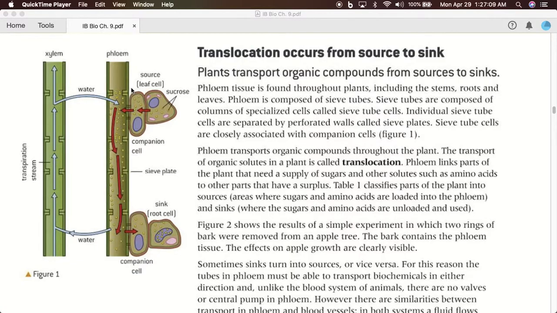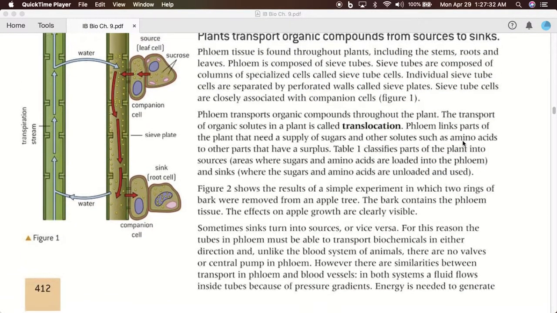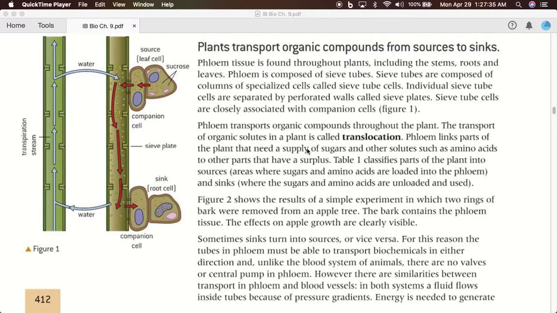Unlike the xylem, which is unidirectional, always moving from root to stem to leaf to atmosphere, the phloem is bidirectional, so things can move up or down the phloem, depending on which direction the source is and where the sink is. So the phloem is going to try to transport things from the place where you do have sugars and amino acids and other important molecules to places where you don't have them and you need them in order to grow and survive.